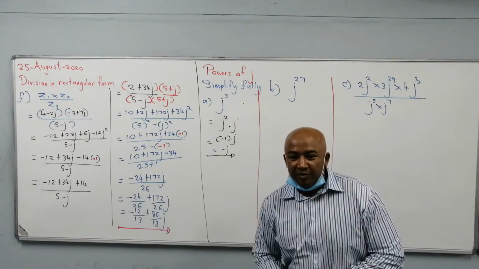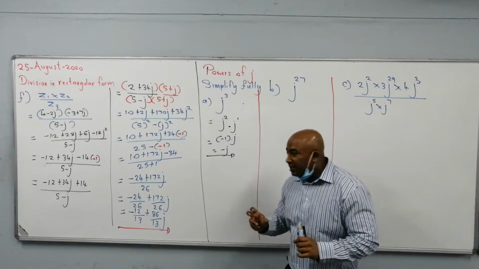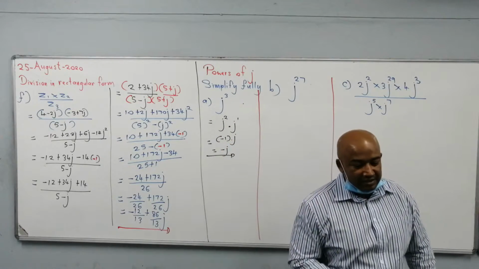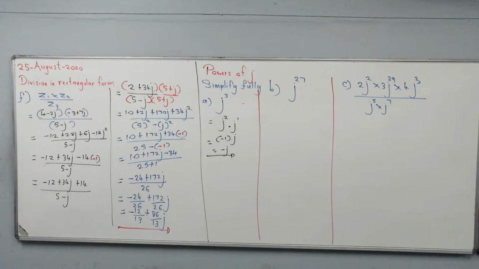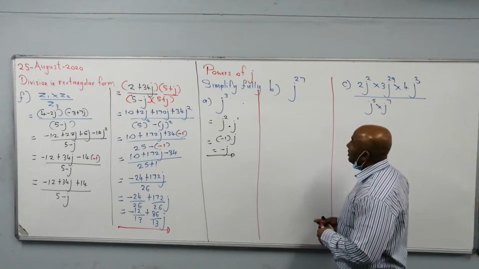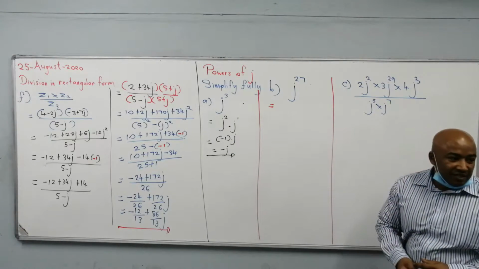Let me give you a few minutes. Let's see what you can do now. It's all about exponent laws. What do you need? j squared. Simplify it, get j squared. Alright, j to the power 27. What can we do here? j to the power 27.